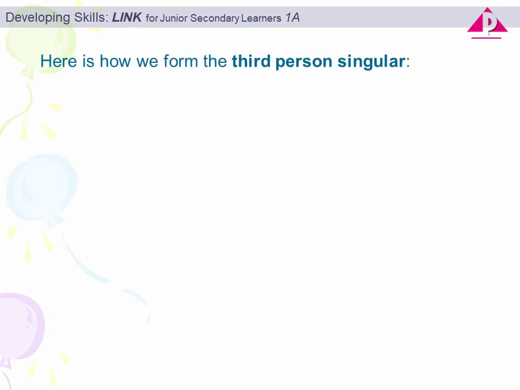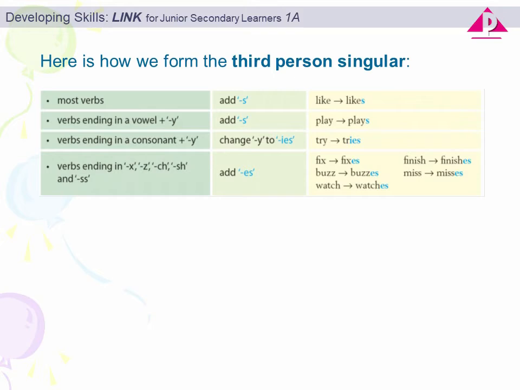From the last slide, you should see that when using third-person singular subjects, like he, she, or it, the verb form is different. Look at the following table, as it shows you how we form the third-person singular in the simple present tense. For most verbs, you can simply add the letter S at the end. For example, like becomes likes.